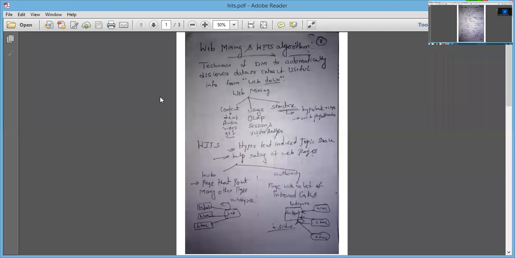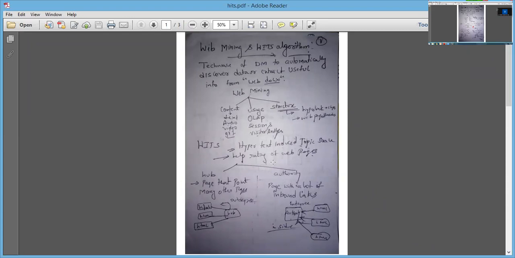And as I told you, web mining is of three types: content mining, web usage, and web structure. Web content consists of all the things like audio, video, GIF, and all. The usage is going to come under OLAP, and structure comes with two things: hyperlinks and web pages. So here I need to solve the problem in structure. And you should never forget the full form of hits. Hits is nothing but hypertext induced topic search, which helps you to rate the pages.